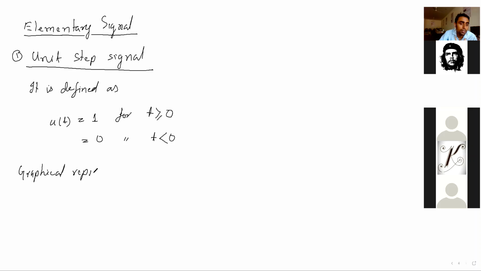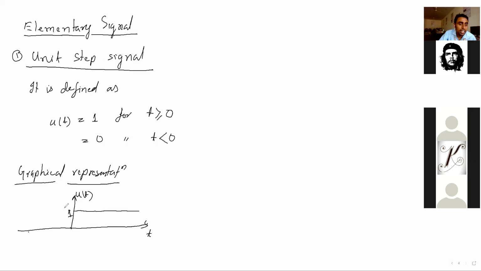We should also know the graphical representation. If the x-axis is represented by t, and the vertical axis is u(t), then you can see that for positive values of t the amplitude is 1. It gives a constant amplitude for all positive values of t. So the amplitude is 1, and this is a unit step signal.